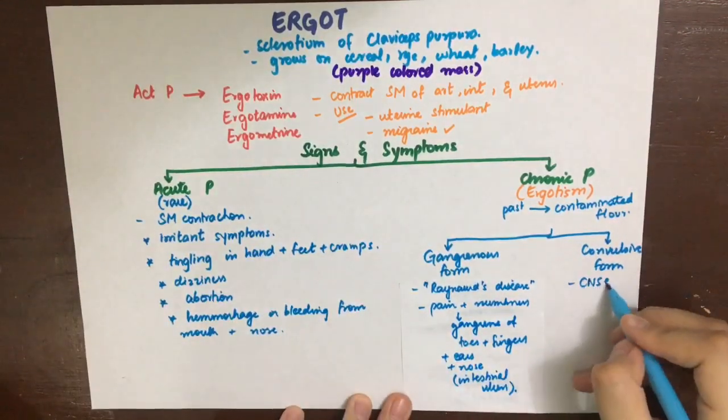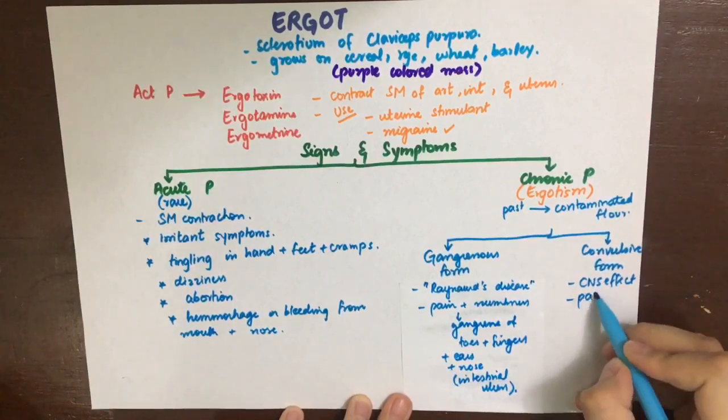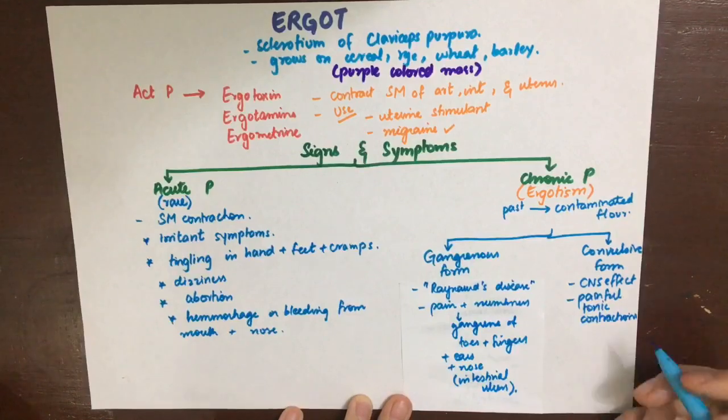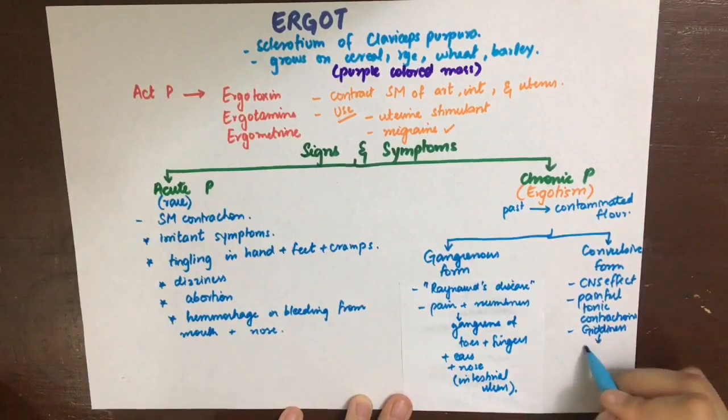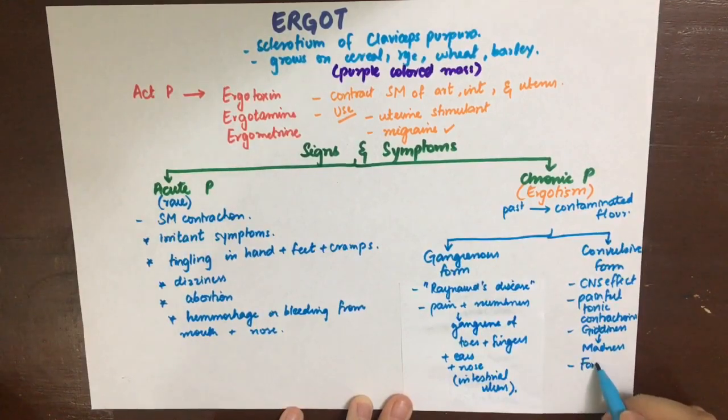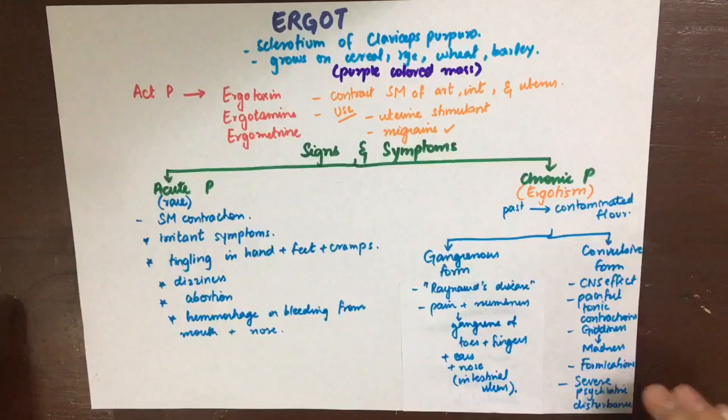The CNS effects in the convulsive form can be painful tonic contractions of voluntary muscles. There is drowsiness, headache, giddiness, which can lead to madness in severe cases. There is skin itching, numbness, and formication, which is a feeling that ants are creeping on the skin, and there can be severe psychiatric disturbances. The fatal dose of ergot is about 1 gram, and the fatal period is from 24 hours to several days.